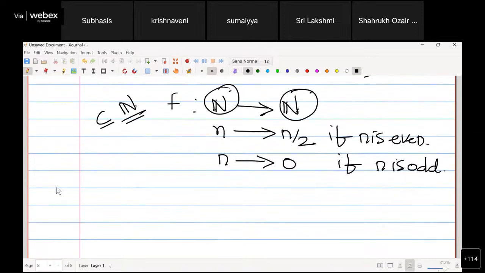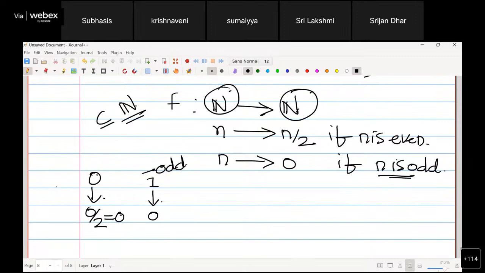Let me try. What will be the image of 0? What is the image of 0? 0 is even, so 0 by 2 is 0. What is the image of 1? 0. 1 is odd, so if n is odd, the image of the element is 0. What is the image of 2? 1. What is the image of 3? 0. What is the image of 4? 2.